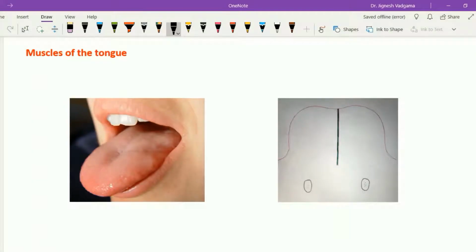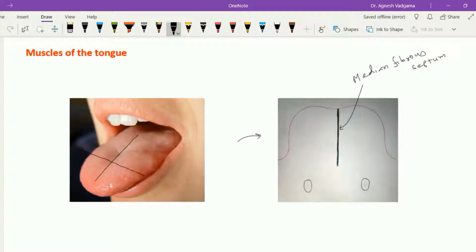Now let's see the muscles of the tongue. The tongue is divided into two symmetrical halves by a median fibrous septum, which is present here. When we take a section of it, we will find a figure like this. This median fibrous septum divides the tongue into two symmetrical halves, within which on each side the intrinsic group of muscles as well as the extrinsic group of muscles are attached.